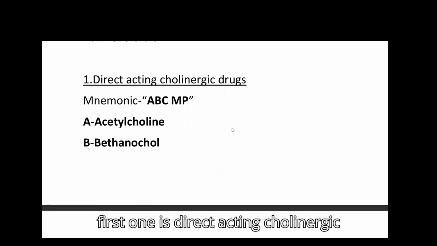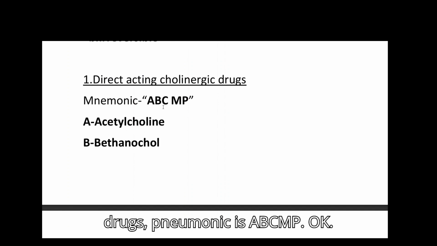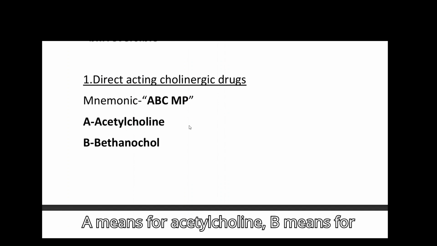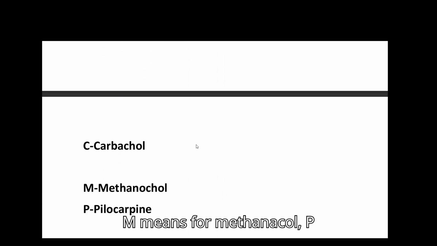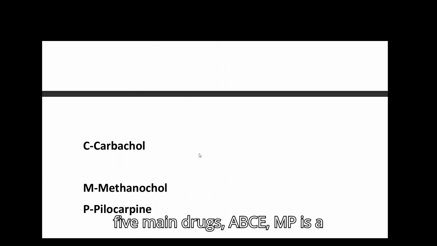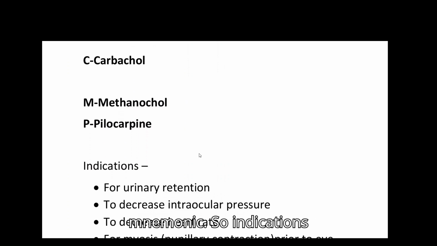So first one is direct acting cholinergic drugs. The mnemonic is ABCMP. A is for acetylcholine, B is for bethanechol, C is for carbachol, M is for methacholine, P for pilocarpine. So those are the five main drugs: A, B, C, M, P. It's a mnemonic.